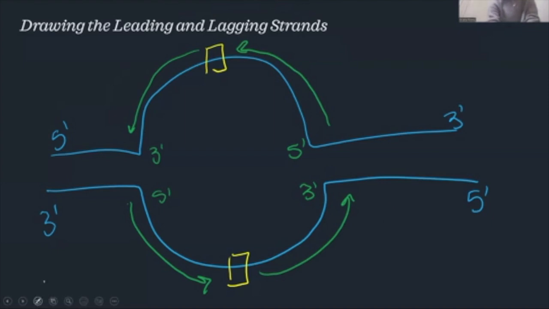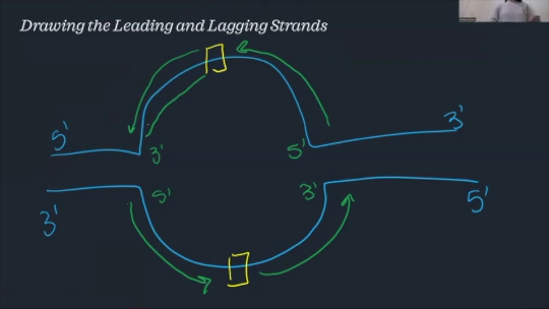So I'm going to look at this one right here first, the top left. That arrow goes 5' to 3' into the fork. That means it's leading. And the way we represent that is just with the continuous line. For my other one on the top right, it goes 5' to 3' away from the fork. So that means that it's moving away from the fork.